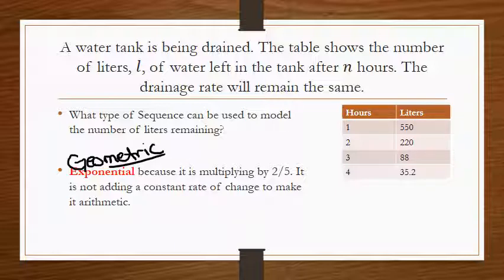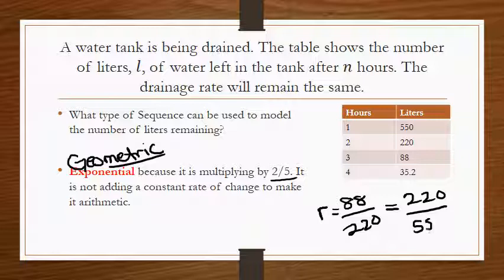Okay, so this example is geometric because it's multiplying by 2/5 every time. And to find that, your rate is going to be the second term divided by the first term. So you can do this with any of them. So the 88 divided by 220 should be the same as 220 divided by 550, which is going to be 2/5. Okay?